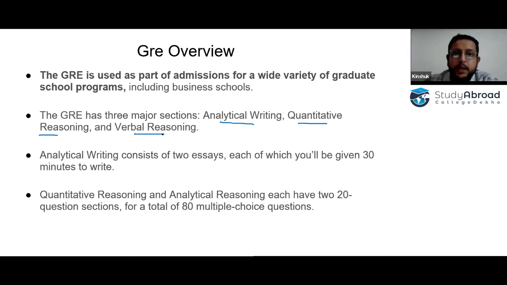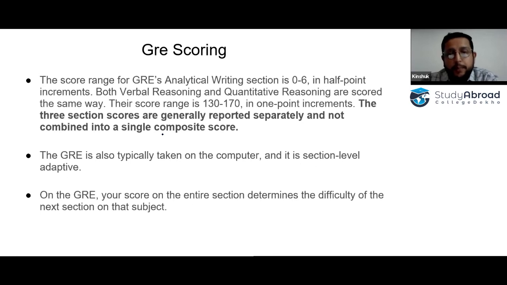Let us get a better understanding of the scoring now. The analytical writing score goes from 0 to 6, in half point increments. In the verbal part, the score starts from 130 and goes till 170, and it is the same for the quants part. The scores are reported individually. There's no one final score. Your analytical writing score will be represented as a separate entity, your verbal reasoning score as a separate entity, and your quantitative reasoning score as a separate entity.